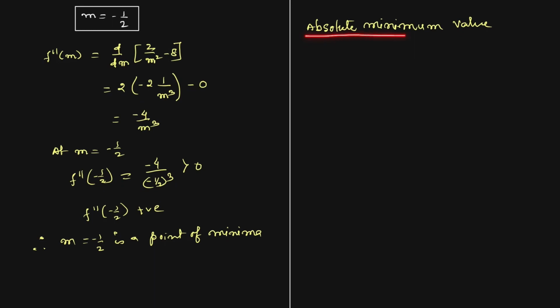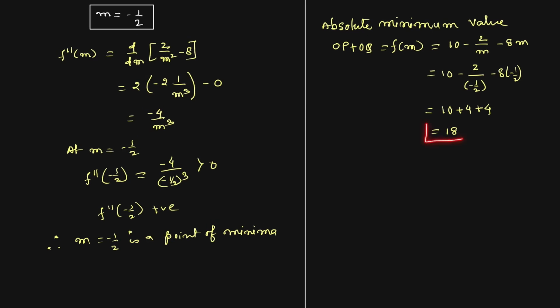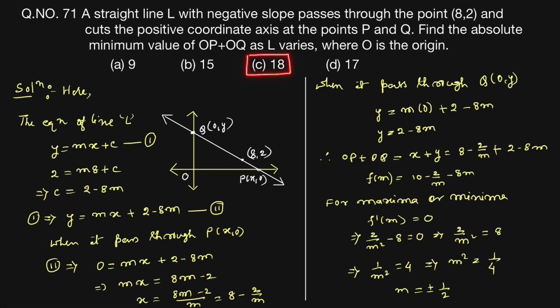So, the absolute minimum value, that is OP plus OQ, which we take as f(m), is equal to 10 minus 2 by m minus 8m. If you put the value of m here, that is 10 minus 2 divided by minus 1 by 2, minus 8 times minus 1 by 2, you will get 10 plus 4 plus 4, which is equal to 18. Therefore, 18 is our answer. So, option number C is our correct option.